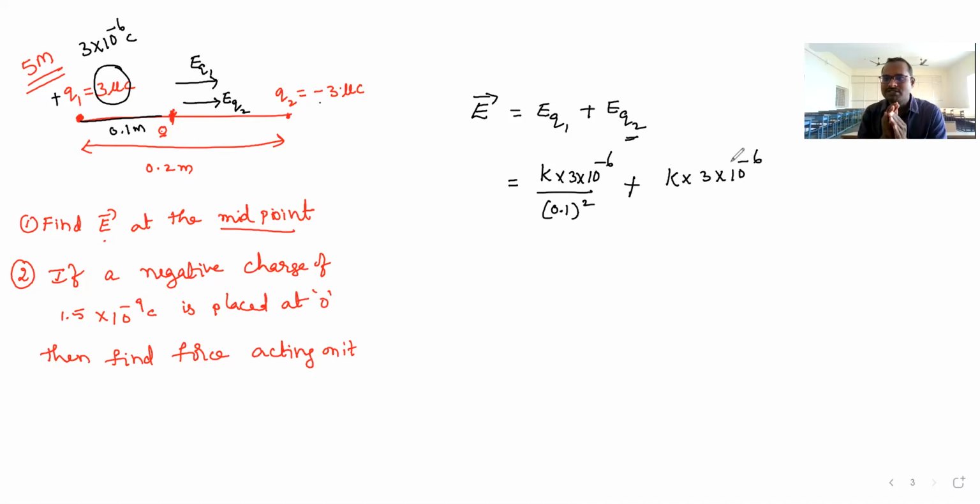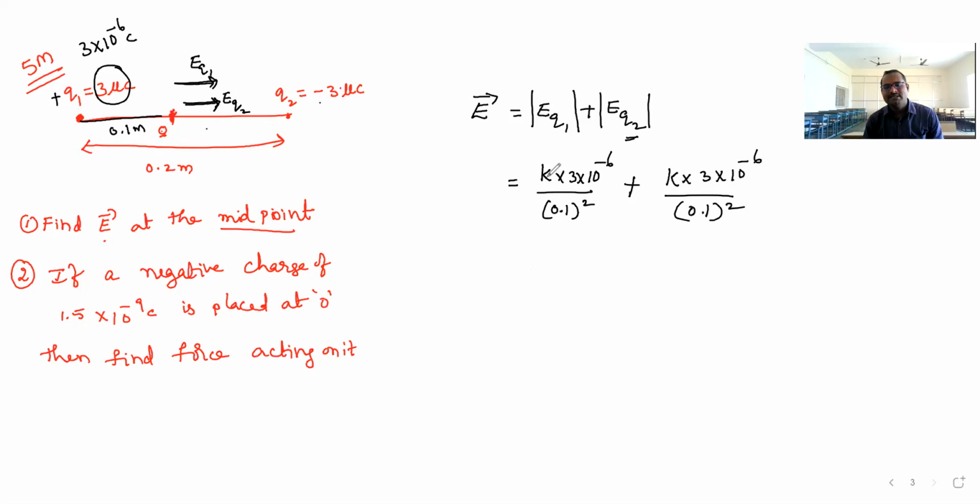See here, I am not substituting minus 3. I am taking just the magnitude. Don't confuse. If you substitute minus 3, you will get a 0 answer, and 0 is wrong. Why, sir? Because here I am showing you the direction, which means their magnitudes we should add now. That is what we need to do. Clear? K Q2 by the distance, this is 0.1, so 0.1 whole square. Clear, students?